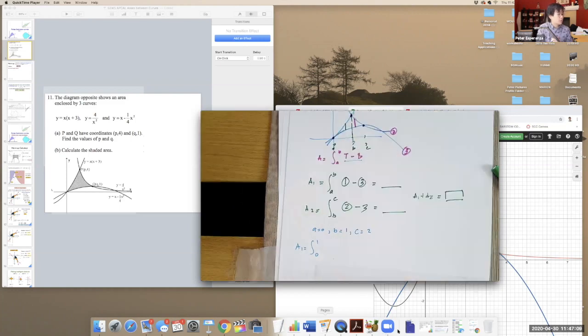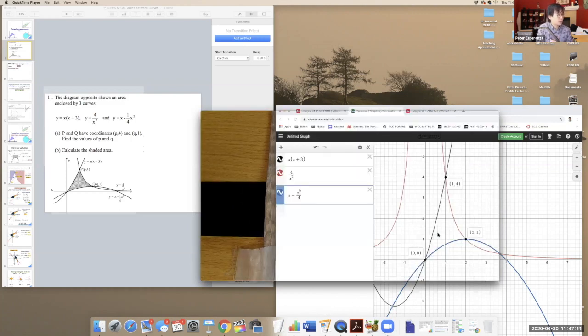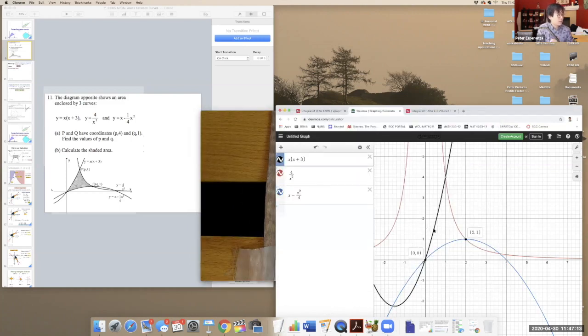So I'm going to go back to my Desmos to verify which one is 1. This one is 1, black, x times x plus 3, minus the bottom, which is blue, x minus x squared all over 4. 1/4 x squared is the same as x squared all over 4, okay? And that will be my first area.